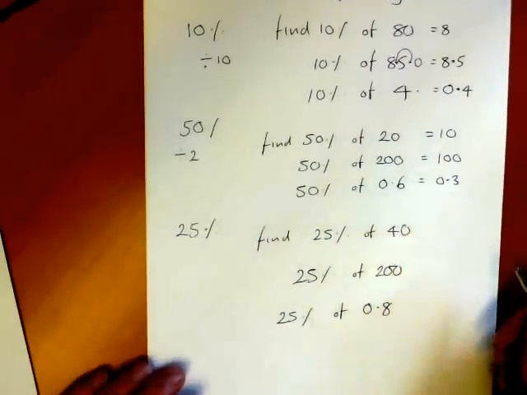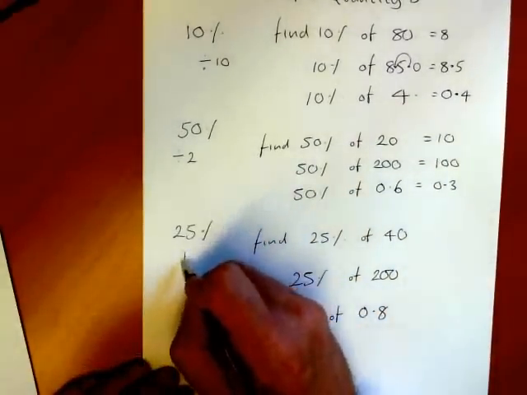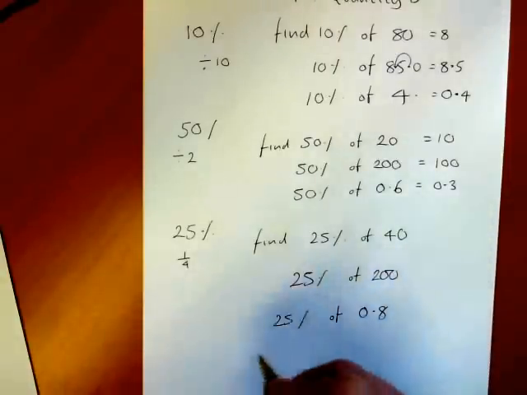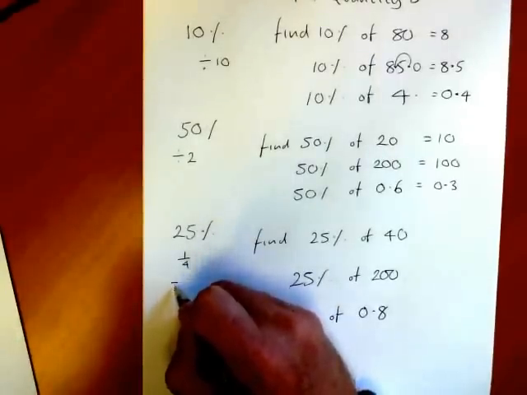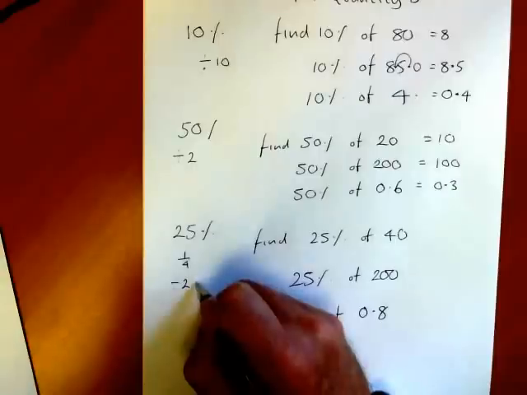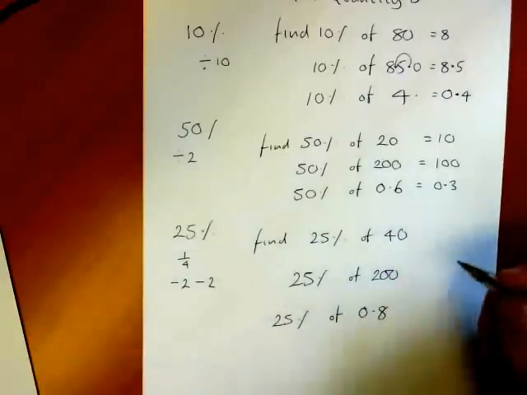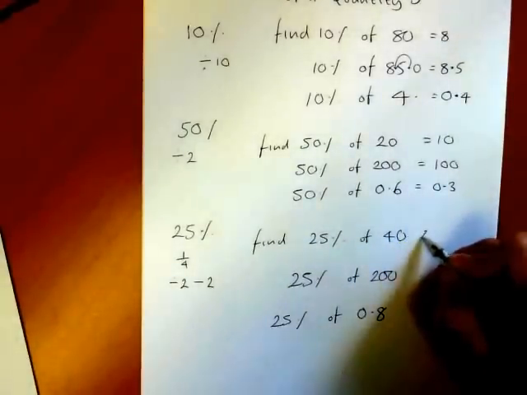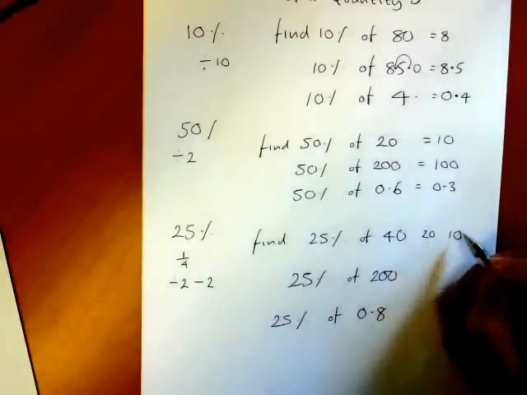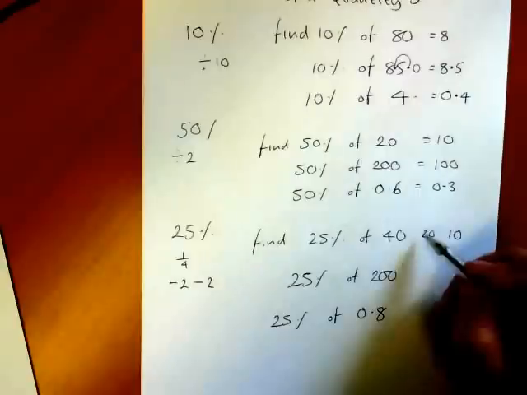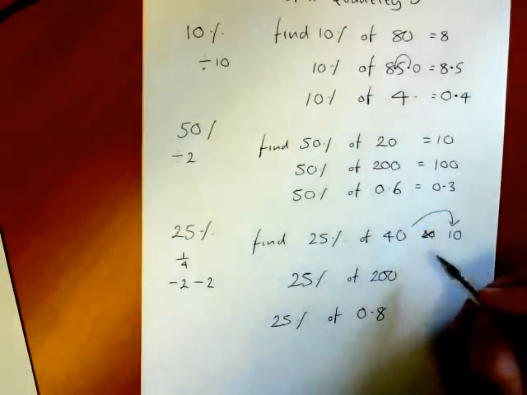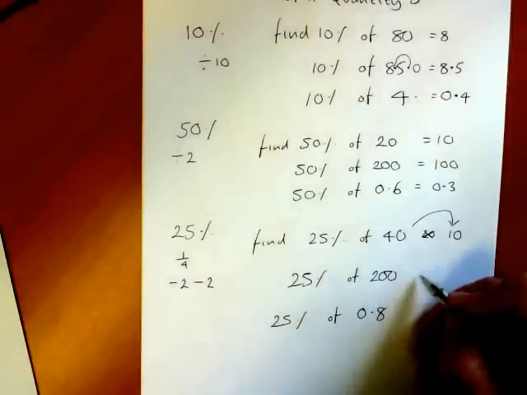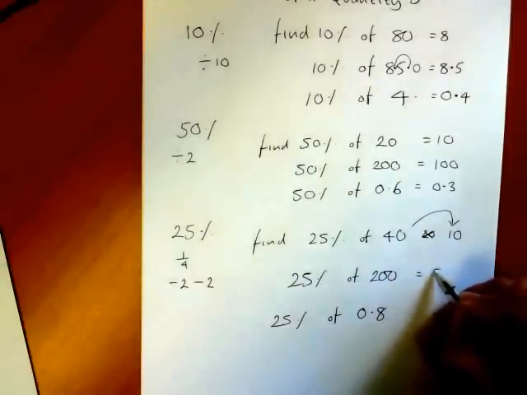Now, finally, we'll look at 25%. Now, 25% is a quarter. If we're good at dividing by 4, we can divide these numbers by 4 and get our answer. If not, another way of doing this is to say a quarter of something can be found by dividing by 2 and dividing by 2 again. So let's try that on 40. If we divide 40 by 2, we get 20. If we divide 20 by 2, we get 10. So 25% of 40 is 10. So 25% of 200, half of 200 is 100, and half of 100 is 50.